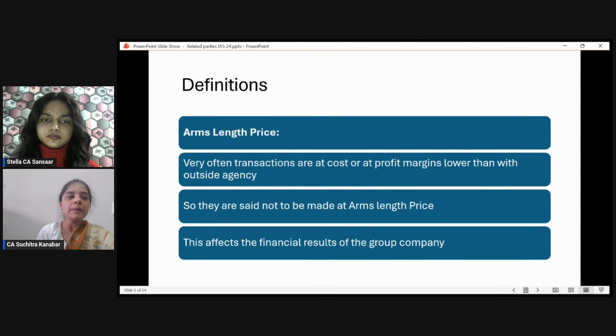So, for example, H Limited is selling goods to S Limited. H Limited is the holding company, S Limited is a subsidiary company. S Limited has material X which is slow moving and outdated. If it goes to sell in the market, it will sell it for 100 rupees, but it is selling it to us for 75 rupees.